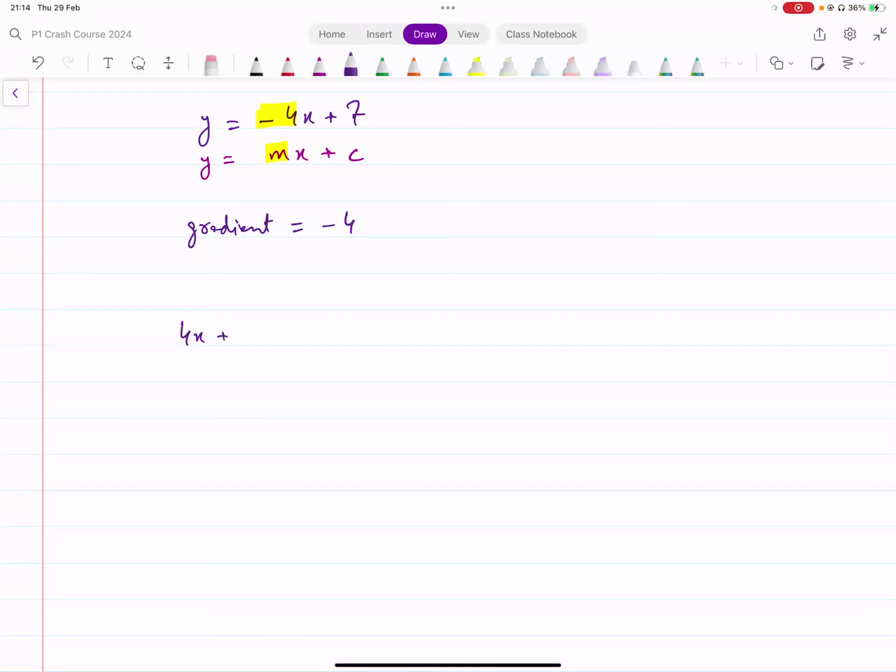But what if you had something written differently? If you had, for instance, 4x plus 5y equal to 7, if you had an equation in this form, what would be the gradient of this line? Take a minute, everyone, and write down the gradient of this line. Tell me the gradient of this line in the chat box quickly. What do you get? What's the gradient of this line? Can all of you respond?